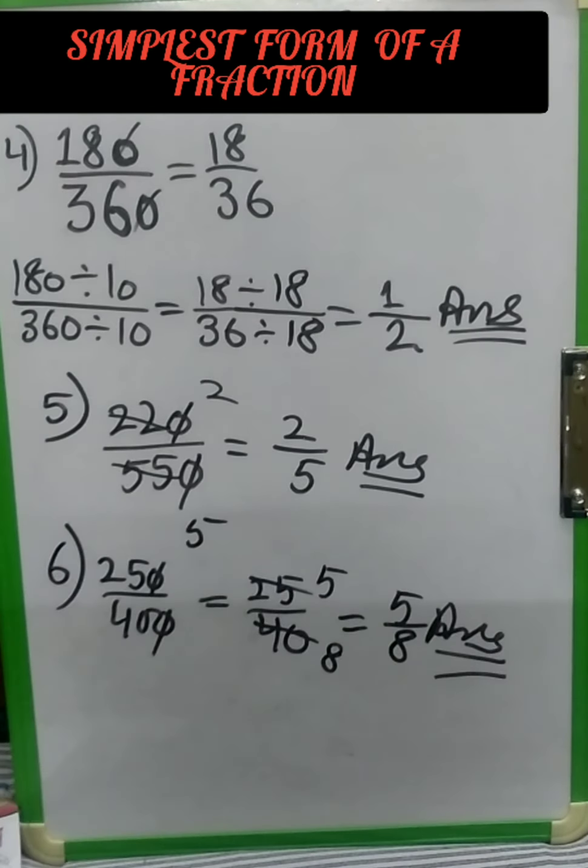Right. So you can use both the methods. Whatever is convenient to you, you can use that method only to find the simplest form.